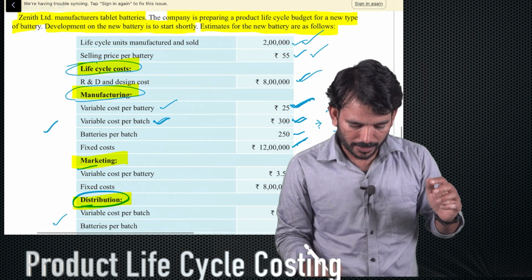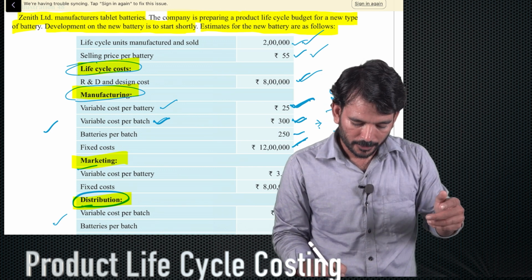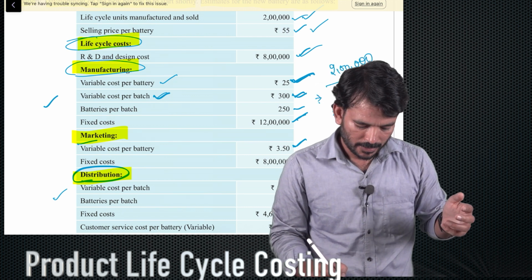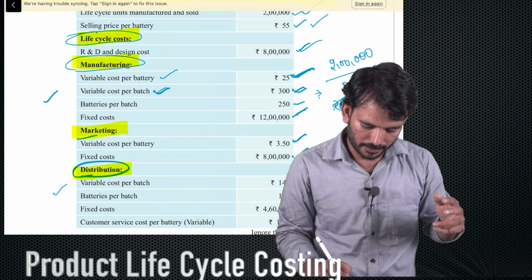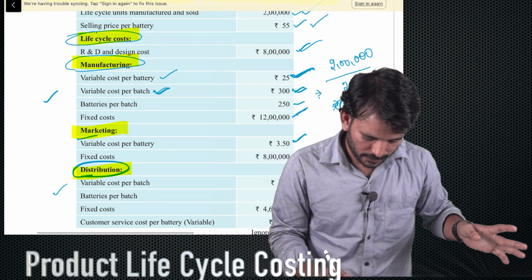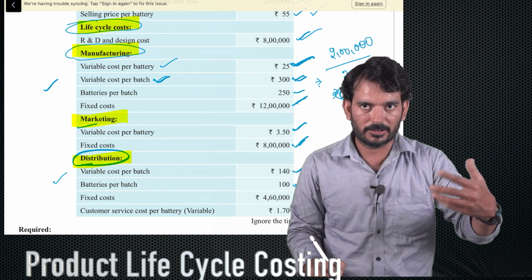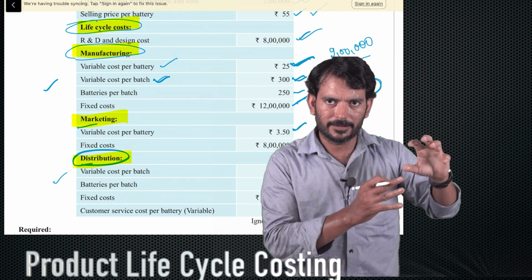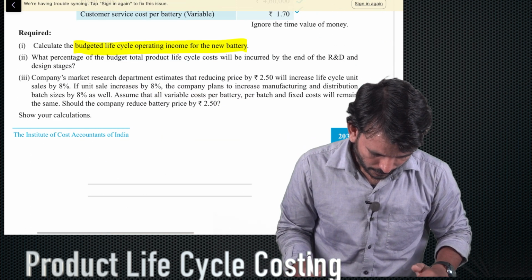In marketing you will have 3.5 per battery, so 3.5 multiplied by number of units, you will get variable cost in marketing. Fixed cost that you deduct. In distribution, again 140 multiplied by number of batches; with batteries per batch 100, you are having 2000 batches. 2000 multiplied by 140 will give you distribution variable cost. Fixed cost is given, that you deduct. Customer service cost per battery 1.7 multiplied by number of units, that will give you the cost. So you have the sales, you have the different costs, reduce all this cost from the sales, you will get the profitability.